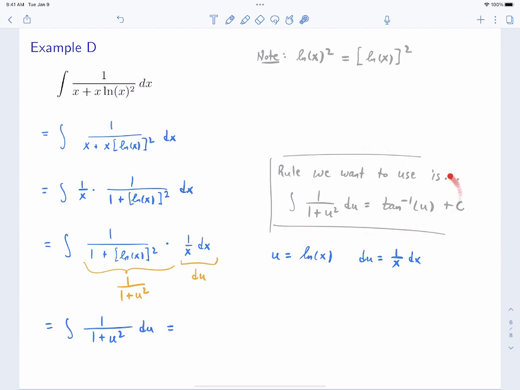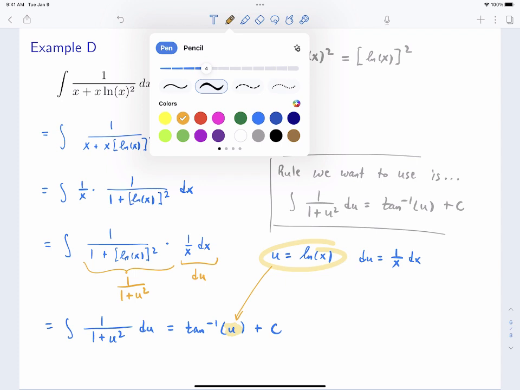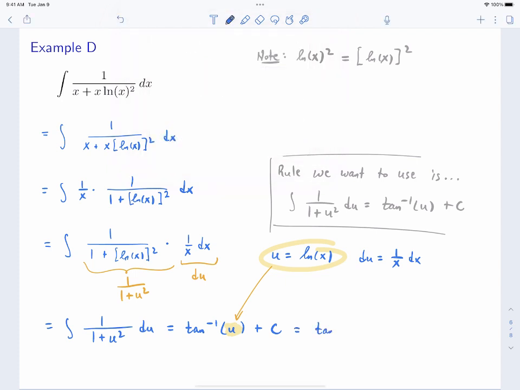And now we can apply our inverse tangent rule. So it's tangent inverse u plus a constant. But of course, that u is equal to ln of x, so we just plug it right in. That gives us inverse tangent of ln of x plus a constant, and that's our answer. Let's do another example.